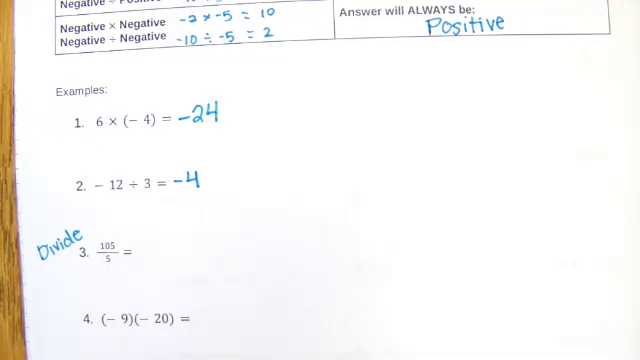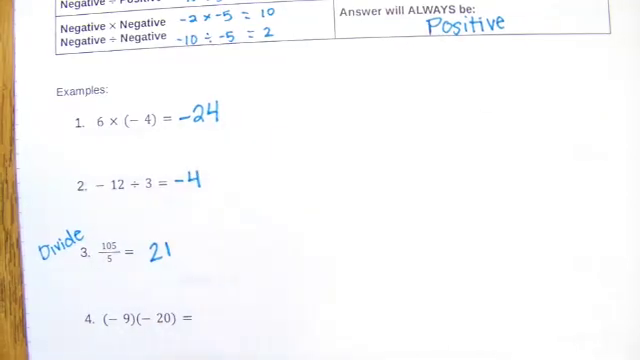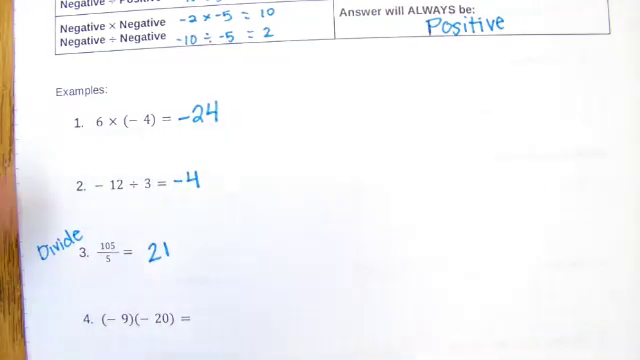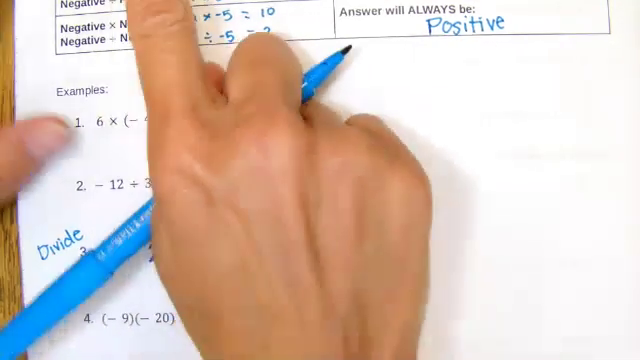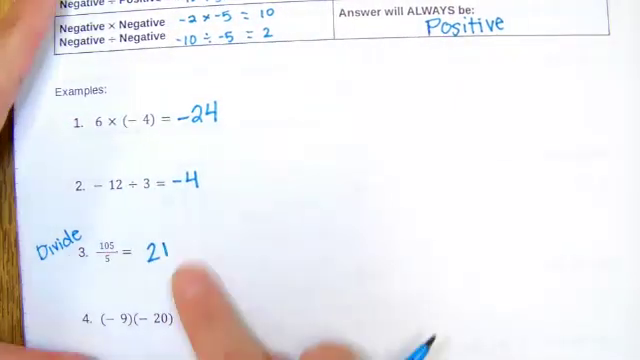It's not 20. It's 21. Okay, so it's 21. And now we're dividing, so we look, what is a positive divided by another positive? And we talked about that right from the beginning. Any positive divided by positive is going to be positive. So our answer is just 21.